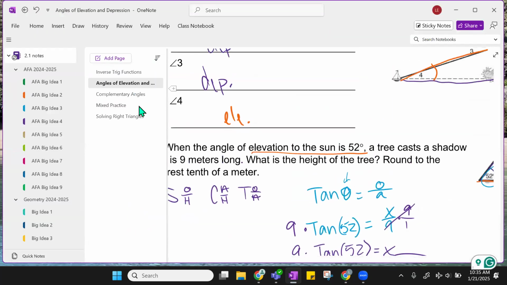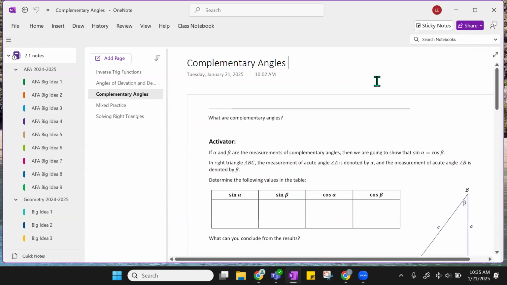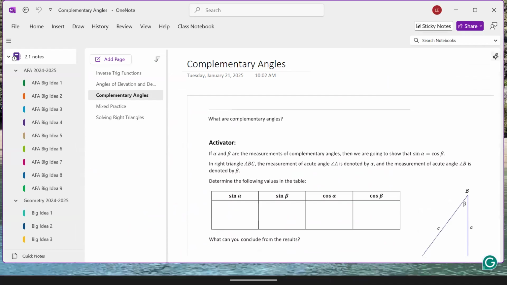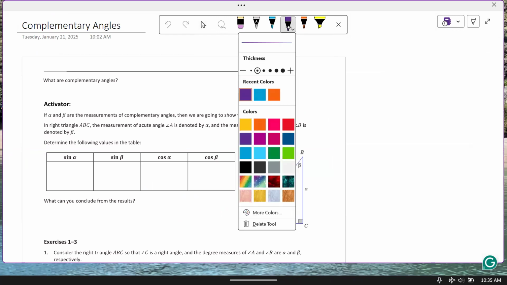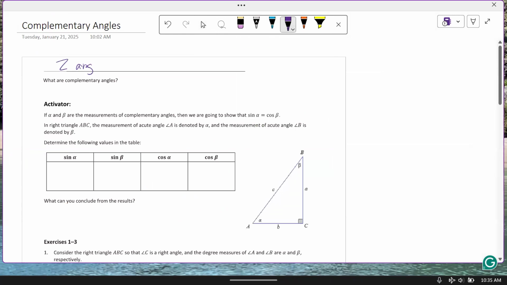Okay. So hopefully that cleared up angles of elevation and depression. Then we have complementary angles. I'm going to do this one really quick too, because we did this in class. Okay. So what are complementary angles? They are two angles that add up to equal 90 degrees.